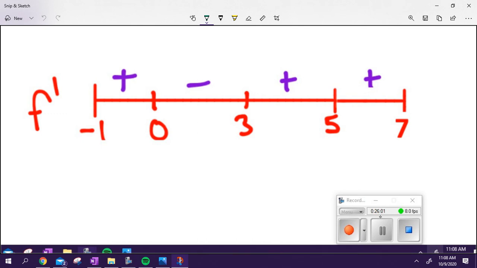F prime is positive after -1. So what does that mean I'm doing if it's positive? I'm going up. Then at 0, F prime changed to negative. So now what am I doing? Going down. After 3, it's positive. So now what? Going up. Now what am I going to do? Go up some more. It flattened out there for a second. That's what's happening there. I'm going down, I'm going up, I'm getting flat, and then I'm going up again. But I'm still going up.